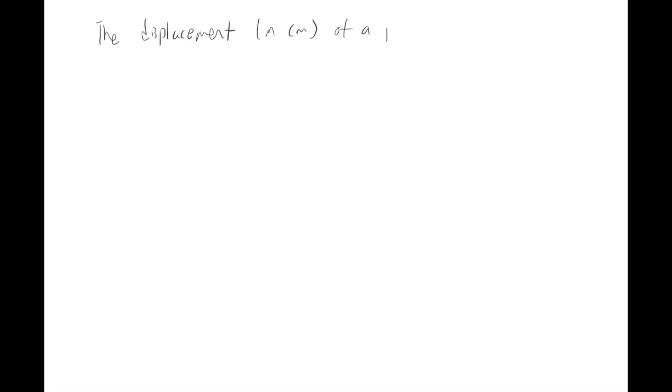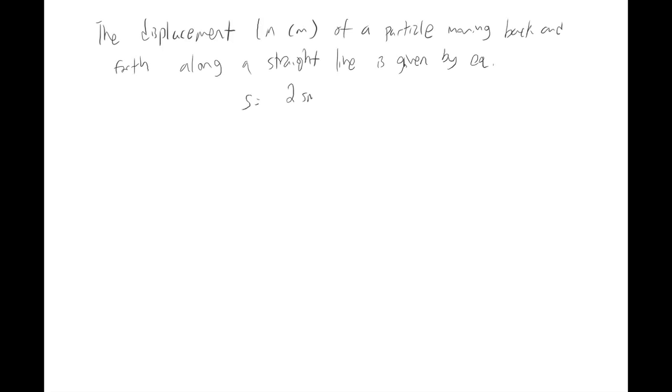So the displacement of a particle moving back and forth along a straight line is given by the equation s of t equals sine of pi t plus 3, where t is measured in seconds.